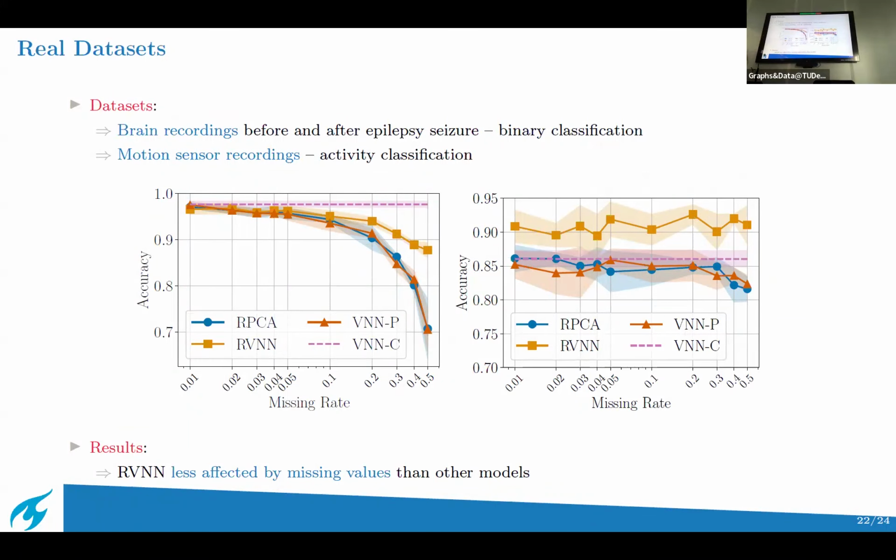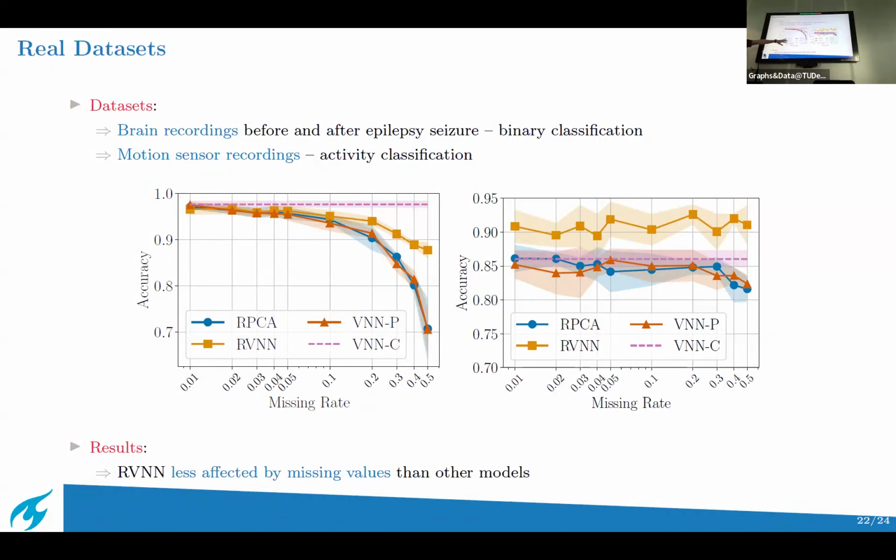On real data, I used two datasets here. One is brain recordings for an epileptic seizure, and I'm trying to classify whether the sample was recorded before or after the seizure. And the second dataset is motion sensor recordings of the human body, and I'm trying to classify what action a person is performing. And I increased the missing values as well.